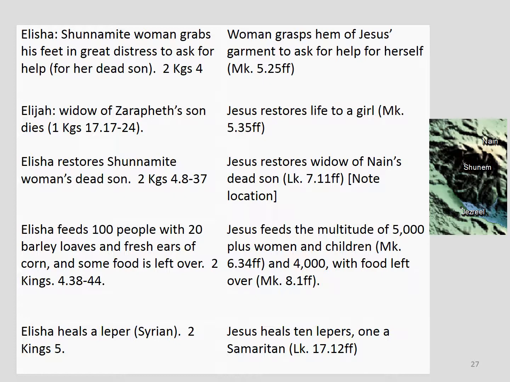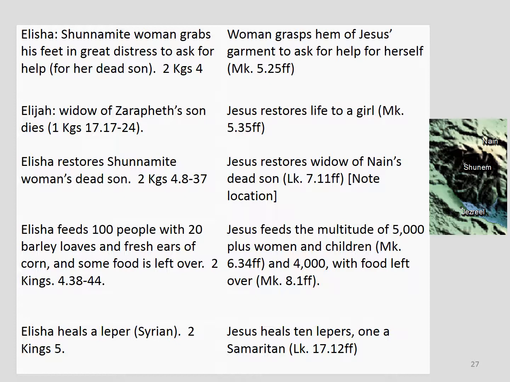on an occasion, encounters a Shunammite woman who grabs his feet in great distress to ask for help because her son has died. 2 Kings 4. And a woman grasps the hem of Jesus' garment to ask for help for herself in Mark 5. Elijah, again, and the widow of Zarephath's son, reminds one of another story when Jesus restores a life to a girl.